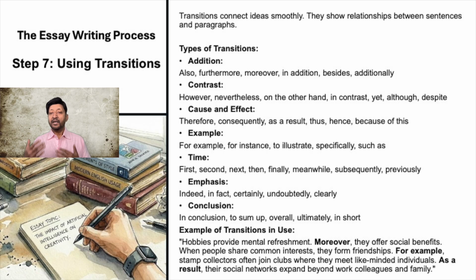Step 7. Using transitions. Transition words help to link your sentences together. For example, additions: furthermore, moreover, and so on. There is contrast: nevertheless, on the other hand. There is cause and effect: consequently, therefore, and so on. Example: for instance, to illustrate. There is time: first, second, third. There is emphasis: indeed, in fact, and so on. Conclusion: in conclusion, to sum up, and so on. So these are examples of transitions. I've given you a sentence where I have used them.